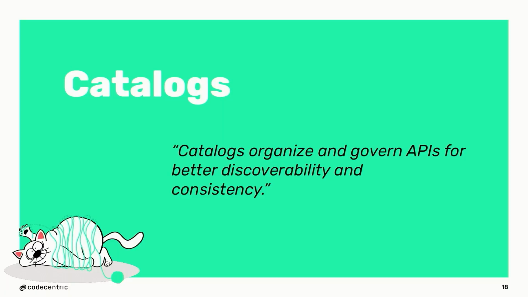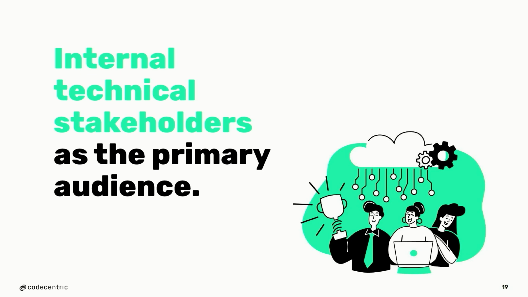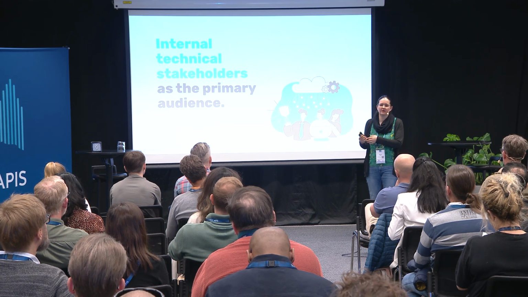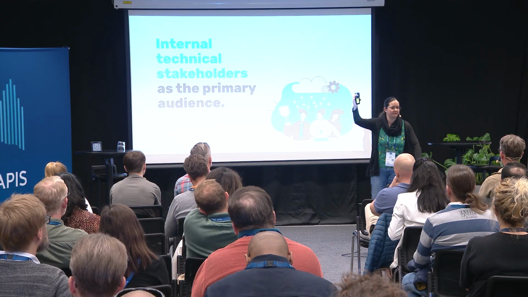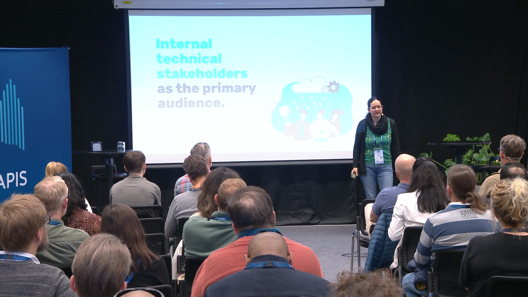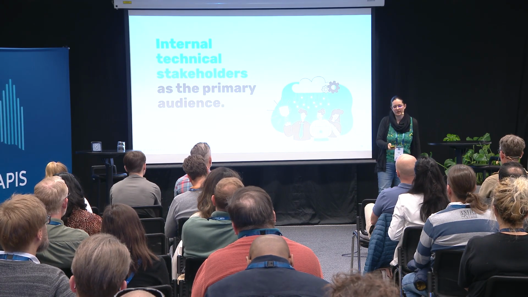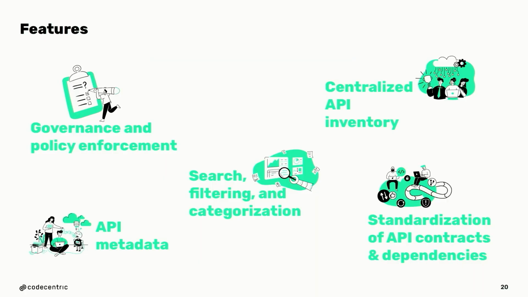What's a catalog? So catalogs organize and govern APIs for better discoverability and consistency, right? So catalogs have more of a focus on internal technical stakeholders. If you find a catalog, it's mainly company internal, right? Company internal will say, we have an API catalog where we list everything we have, right? And the primary audience, as I said, internal technical stakeholders mostly.